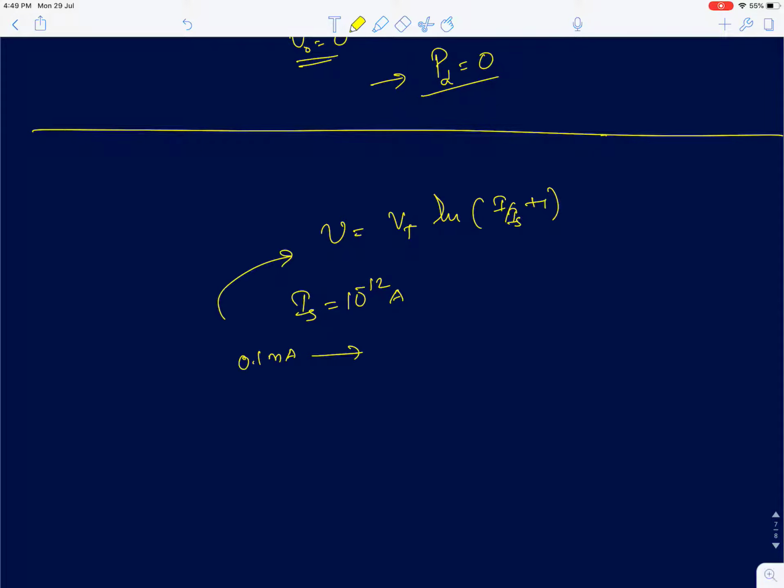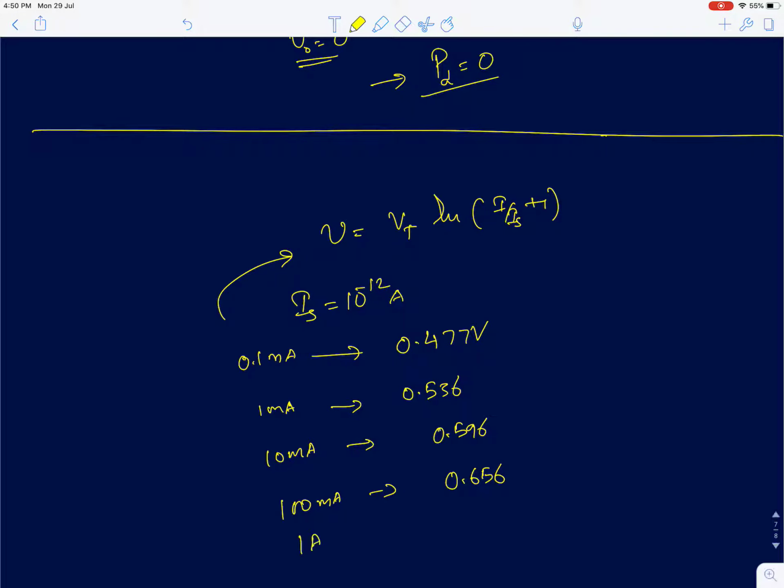For that, if you substitute this and find the value at 300 Kelvin, you will get a value of around 0.477 volts. Now if I make it 1 milliampere, I am going to get around 0.536, and for 10 milliamperes, it's going to be 0.596, which is close to 0.6. For 100 milliamperes, it's going to be 0.656, and for an ampere you are going to get 0.7156.